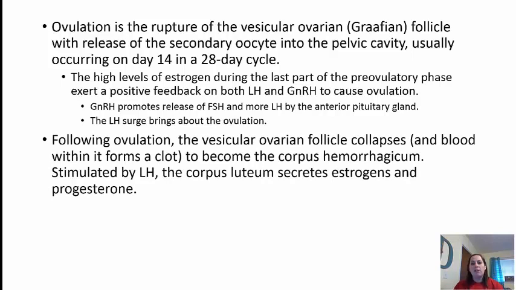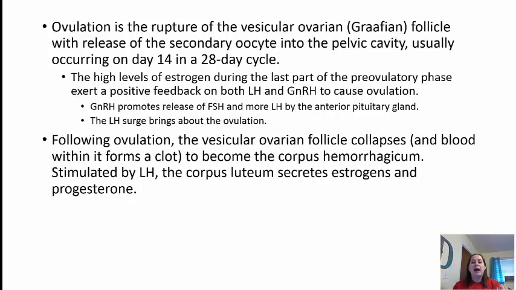Now, following ovulation, the vesicular ovarian follicle will collapse, okay? And so it ruptures like a balloon and then it collapses kind of back down. When it collapses, it actually forms a clot. And this is why some women can talk about how they actually feel the ovulation. Some of them even have pain when they ovulate because it actually does rupture. This becomes what we call the corpus hemorrhagicum. Now, when we look at the first part of this word, hemorrhage, it means that there's a blood clot there.